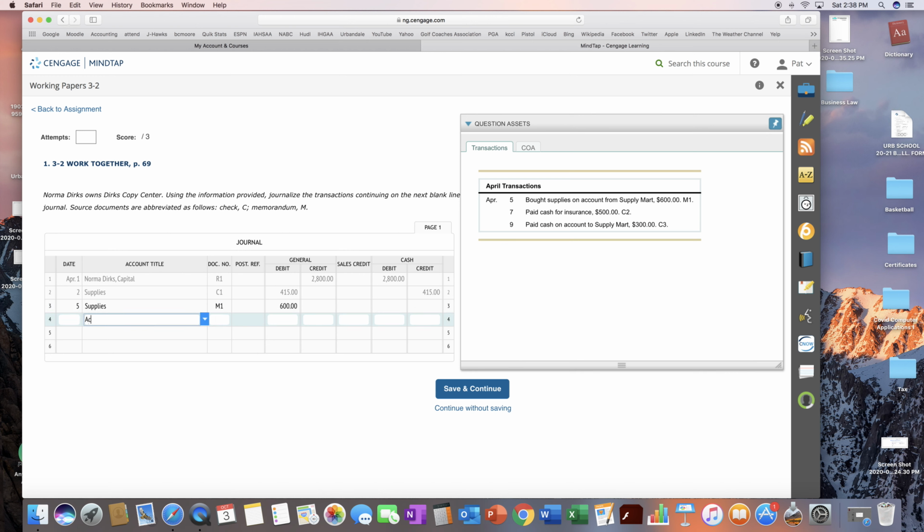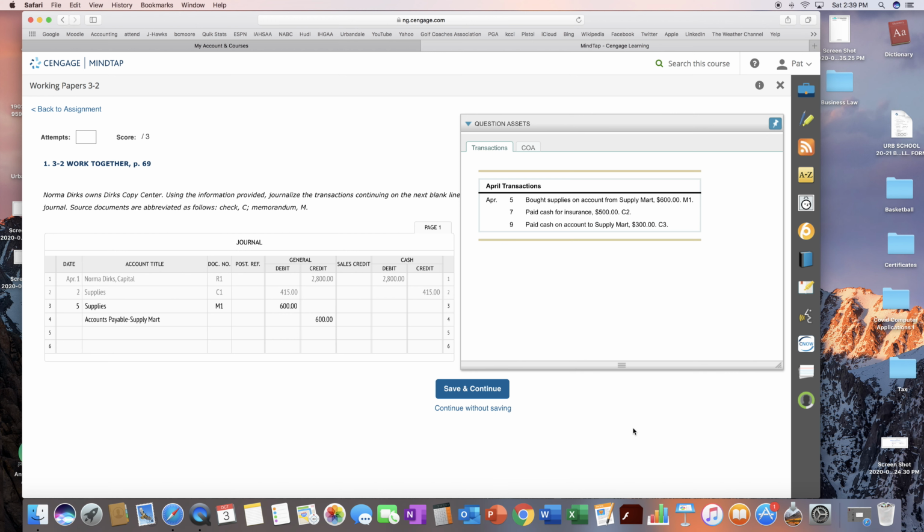and we will credit accounts payable. I'm going to put a dash, Supply Mart. And we will credit the accounts payable because we're increasing the liability. Anything that's in the general columns, debit and credit, we will then put an account title for each.